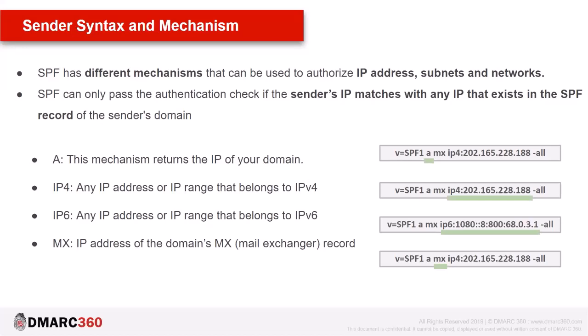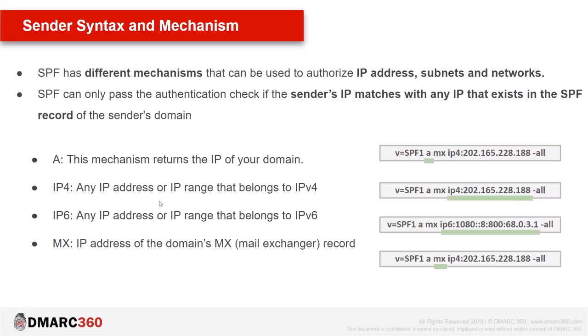The last one here, as you can see, is the MX tag, which authorizes the MX record of the domain to send emails. Let's say you have example.com and your MX record on that domain is mx.example.com. That host, the IP of that, will be authorized to send email.